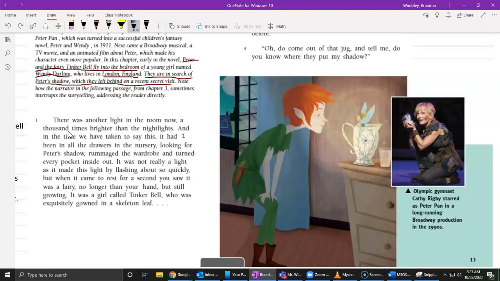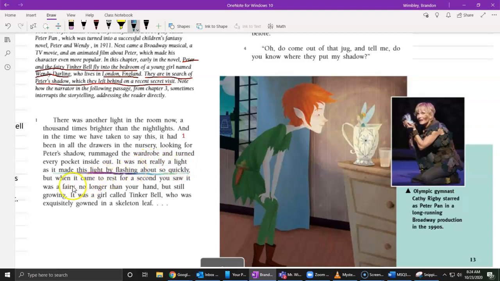So paragraph 1 begins as Tinkerbell enters the room and immediately rummages, or goes through furniture and clothing, searching for Peter's shadow. Her speed is made evident by the text: it made this light by flashing about so quickly. So I'm going to underline that key detail, showing me her speed. I think that she is eager to please Peter and wants very much to find his shadow for him. Peter, however, seems self-absorbed. Let's see as we keep reading, because remember, he's kind of selfish. Let's see if we find anything else about him.